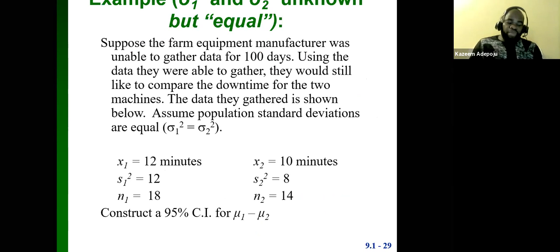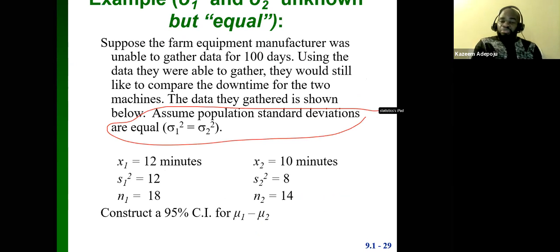Suppose the farm equipment manufacturer was unable to gather data for 100 days. Using the data they were able to gather, they would still like to compare the downtime for the two machines. The data they gathered is shown below. Now look at this statement: assuming population standard deviations are equal. Then it means the formula you're going to use has to involve a pooled variance.